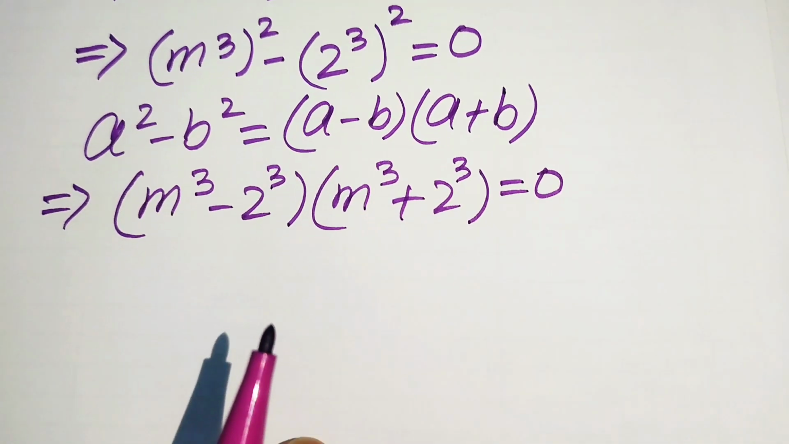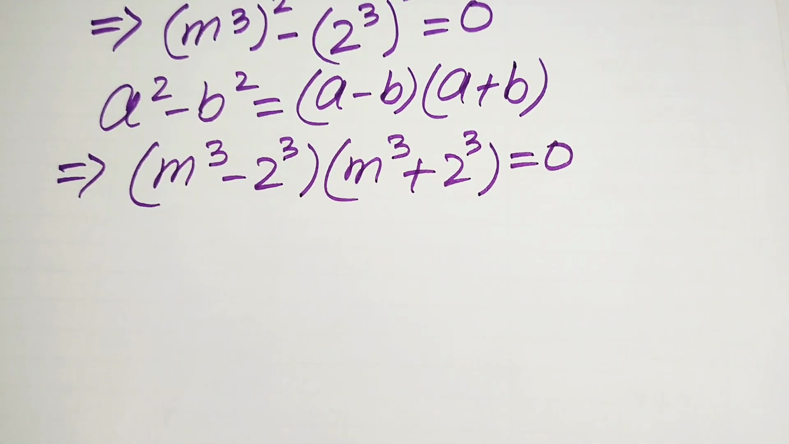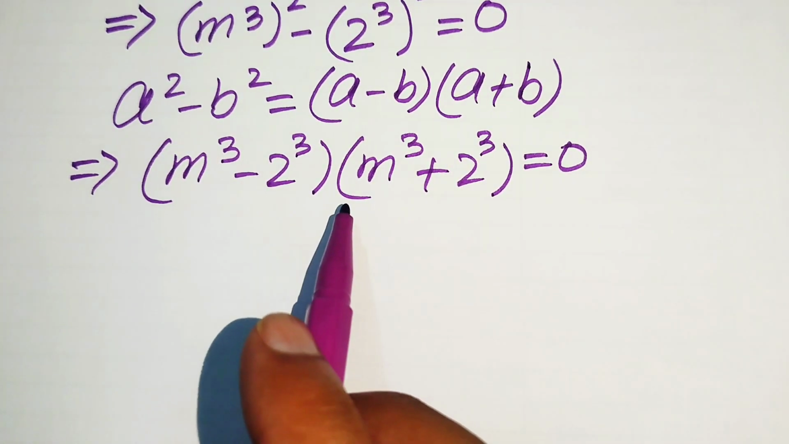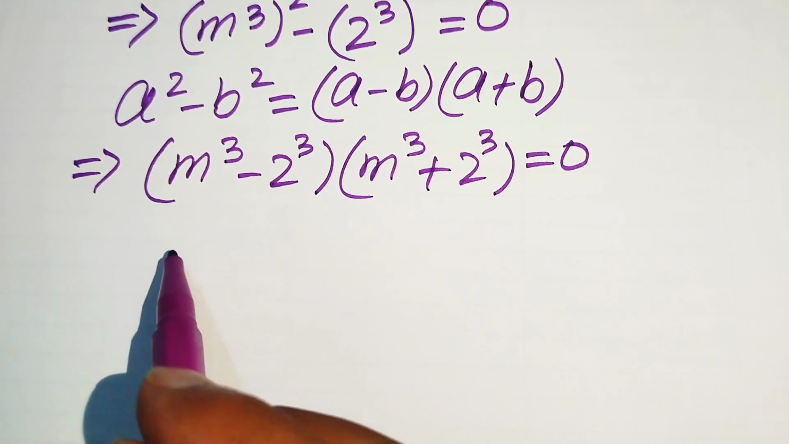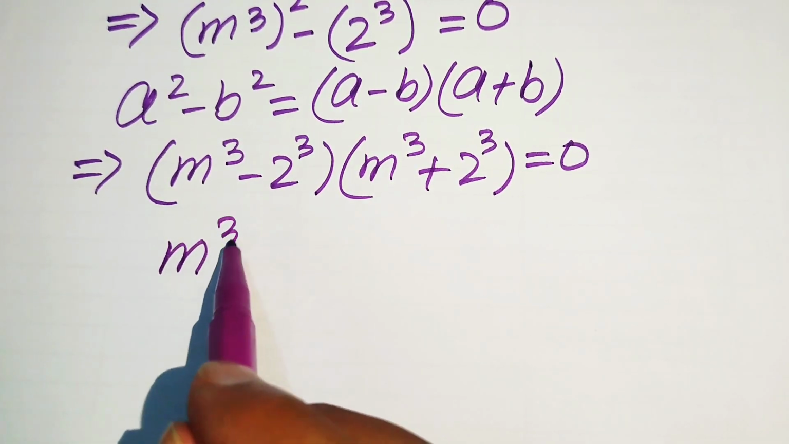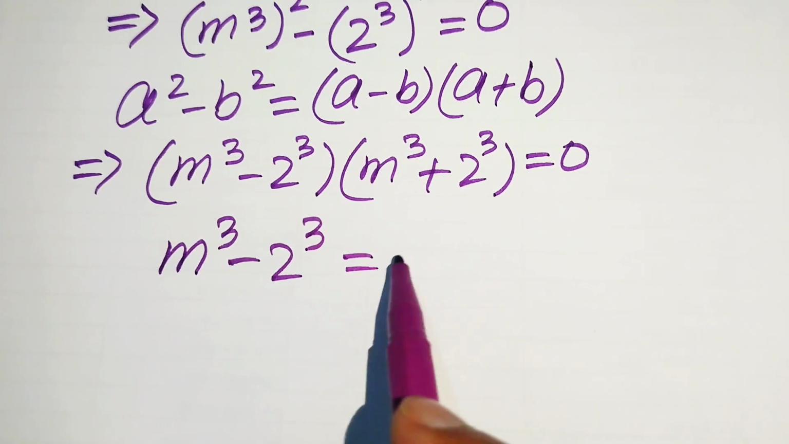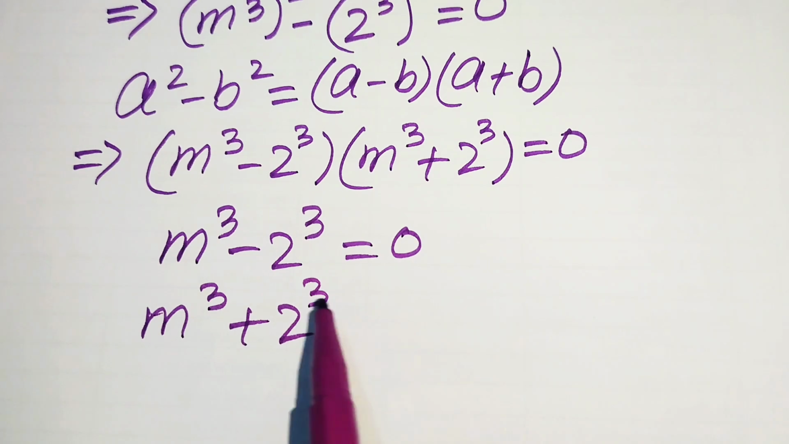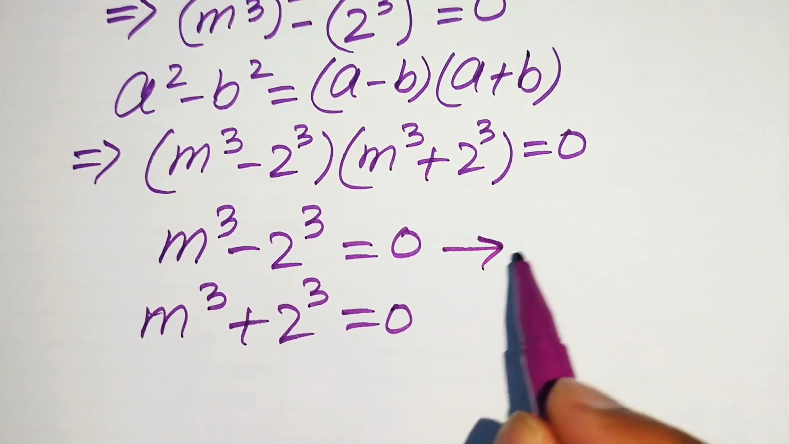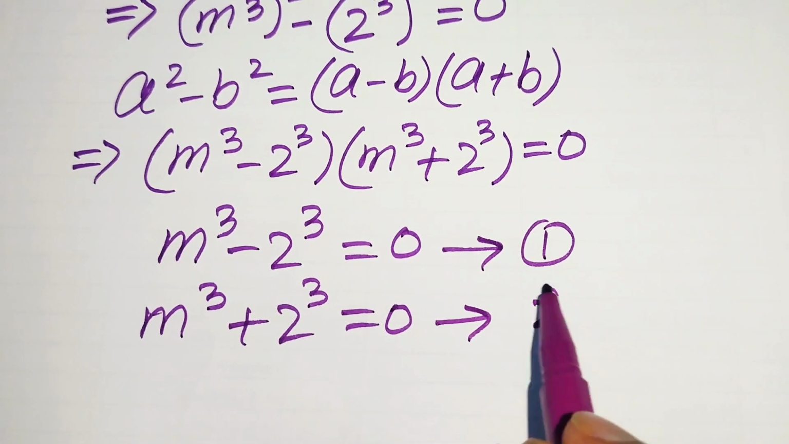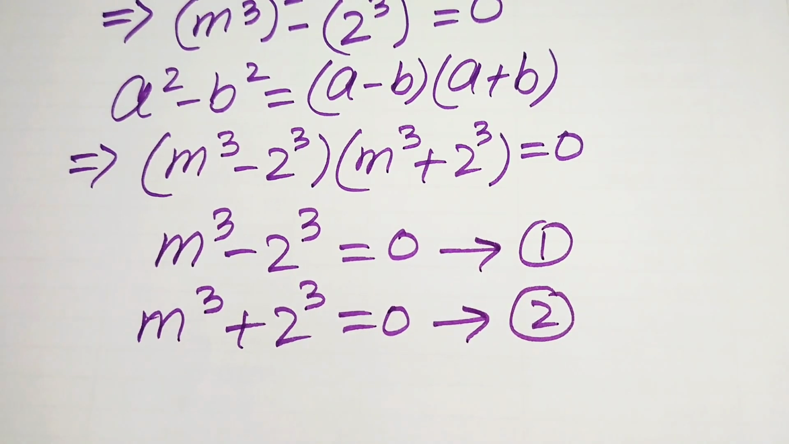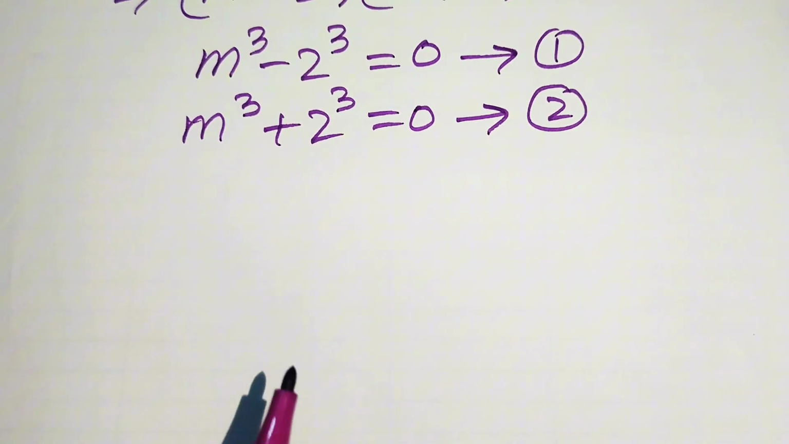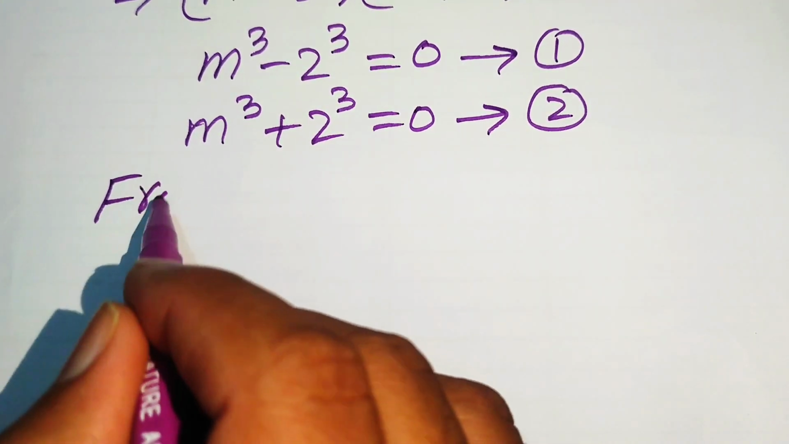So now you see we have two factors in cubic form. So we separate both of these and we convert these two factors into two cases. Our first case is m cubed minus 2 cubed equals 0, and the other factor is m cubed plus 2 cubed equals 0, and we call this our equation number 1 and this our equation number 2. So now we solve both of these cubic equations and we find the values of m. First we focus on equation number 1.